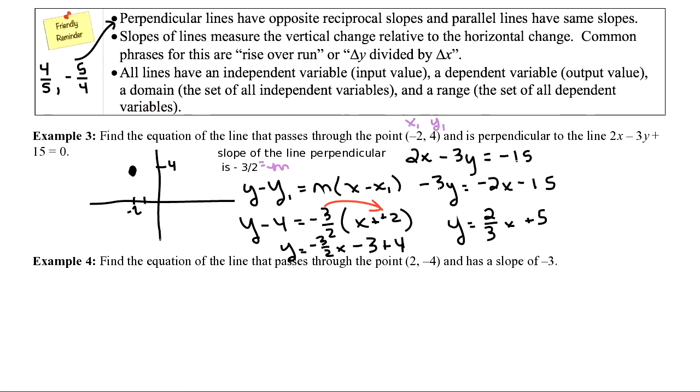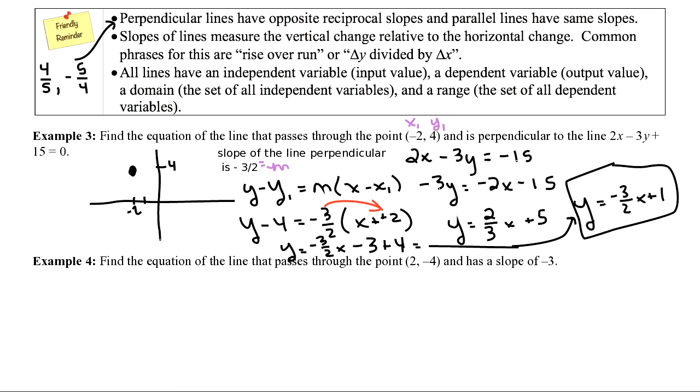So our actual equation then is -3/2 x. I'm going to write it over here where we've got a little bit more room. So we get y equals -3/2 x plus 1. And that, my friends, is the line perpendicular to 2x minus 3y plus 15 equals 0 and goes through the point (-2, 4). You can plot those in GeoGebra to see what it actually looks like.